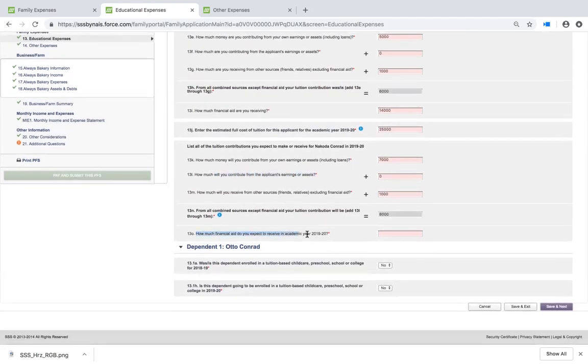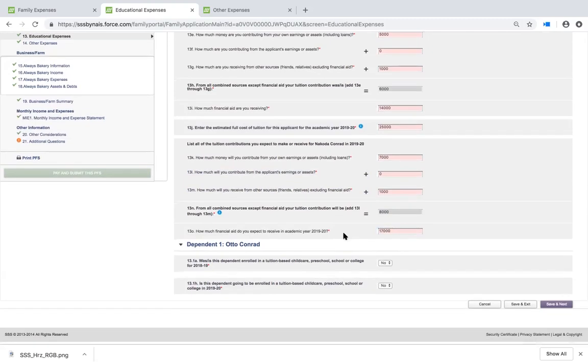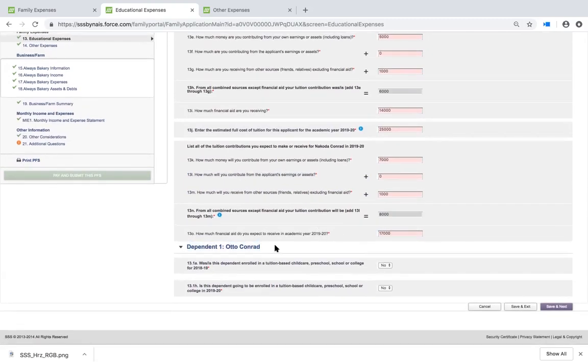Now, for the financial aid that we're hoping to receive this year, it's $25,000, which is the full tuition, minus line 13N, which is $8,000, or the amount the system added together from our contribution amounts. So when we take the 25 minus the 8,000, we get $17,000. That's how much aid we hope to receive. Now remember, that's not a guarantee of aid, but we're indicating to the school what we would like to see happen. Now we can move on to the dependent section.